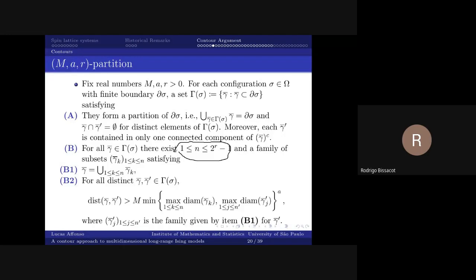Our main contribution is in this condition B, which says that you cannot have a big amount of small contours close to each other. If you have a lot of contours, the other contour should be very, very, very, very far. This is the condition B2, let's say.